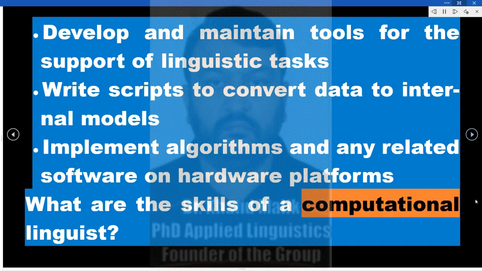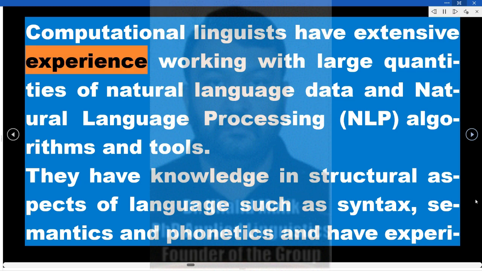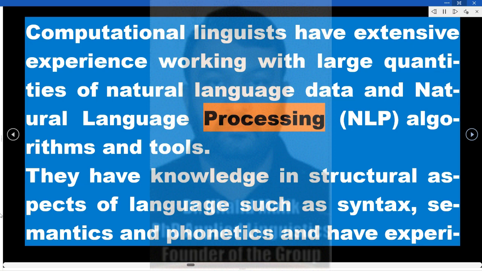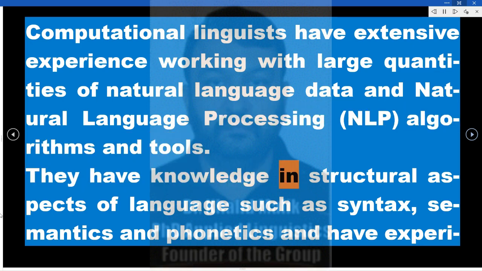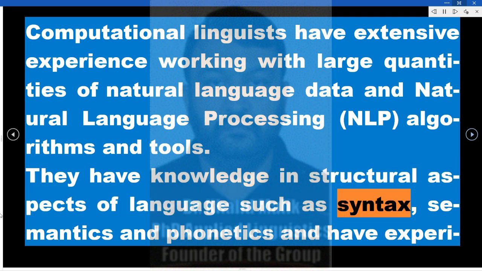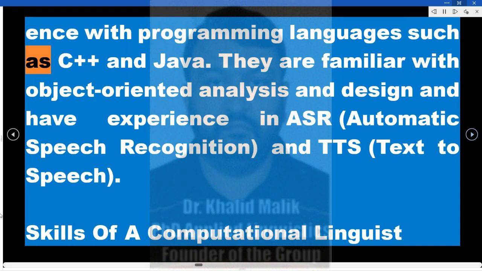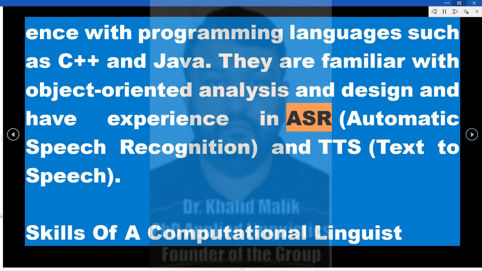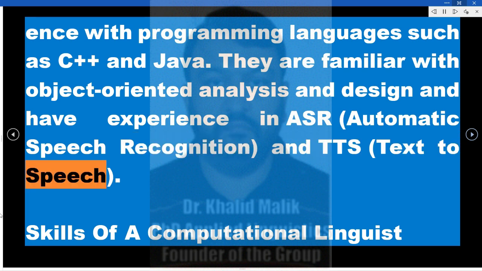What are the skills of a computational linguist? Computational linguists have extensive experience working with large quantities of natural language data and natural language processing, NLP, algorithms and tools. They have knowledge in structural aspects of language such as syntax, semantics and phonetics, and have experience with programming languages such as C++ and Java. They are familiar with object-oriented analysis and design and have experience in ASR, automatic speech recognition, and TTS, text-to-speech.